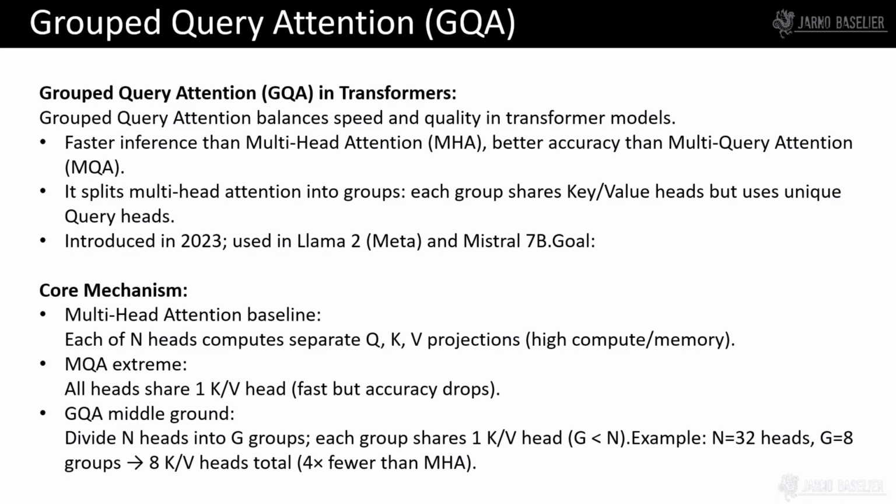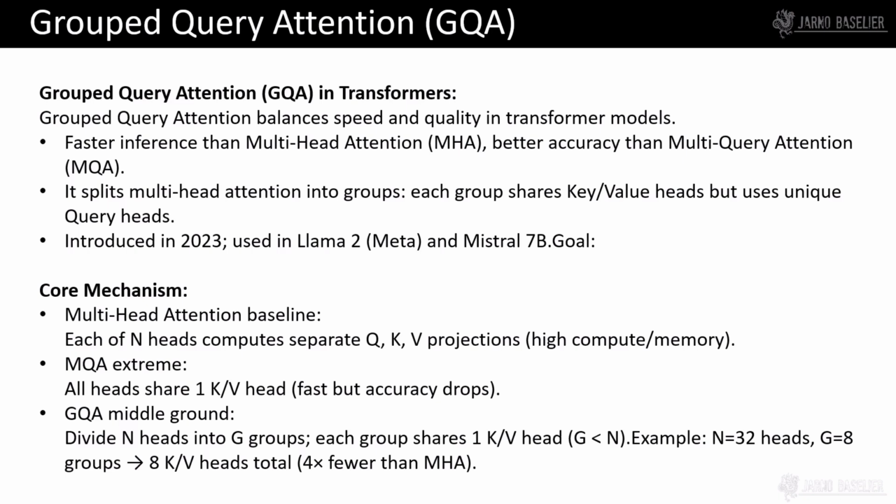Let's talk a little bit about grouped query attention in transformers. Grouped query attention balances speed and quality in transformer models. It has faster inference than multi-head attention (MHA) and better accuracy than multi-query attention (MQA). It splits multi-head attention into groups. Each group shares key value heads but uses unique query heads. This was introduced in 2023 and used in Llama 2, the Meta one, and Mistral 7B.